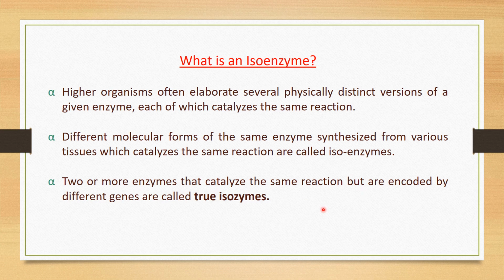If these physically distinct versions of the same enzyme are synthesized from different genes, that means encoded by different genes, they are called true isoenzymes. So from the point of origin, they have different cell or tissue origin, encoded by different genes, but catalyze the same reaction.